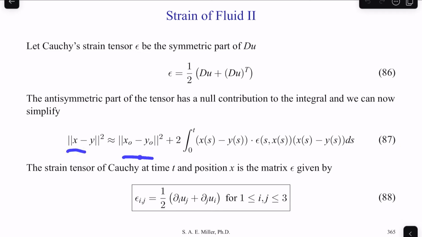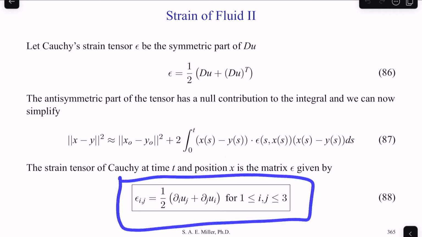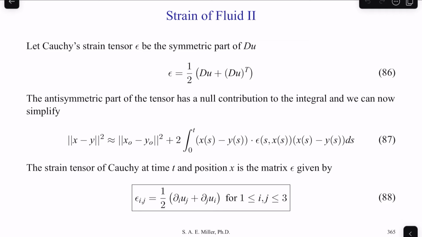The distance will be the original distance plus twice the integral from 0 to t of x minus y, dotted with epsilon, which is the Cauchy strain tensor involving s and x and the difference of x(s) minus y(s). We can now define the Cauchy strain tensor at a particular time t in position x as this boxed equation in 3 dimensions, from i equals 1 to 3 and j 1 to 3, as 1/2 of partial u_j partial x_i plus partial u_i partial x_j.